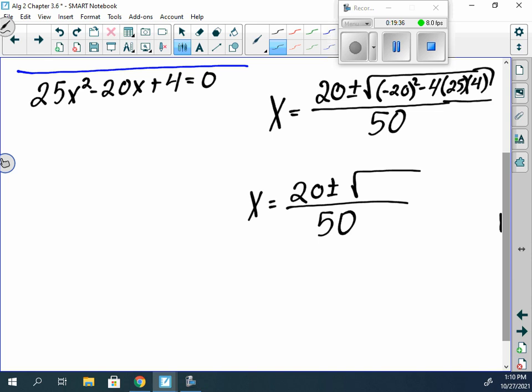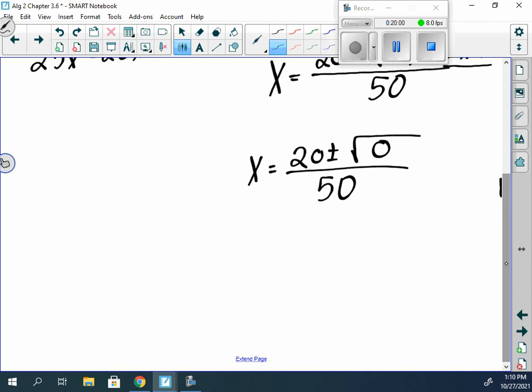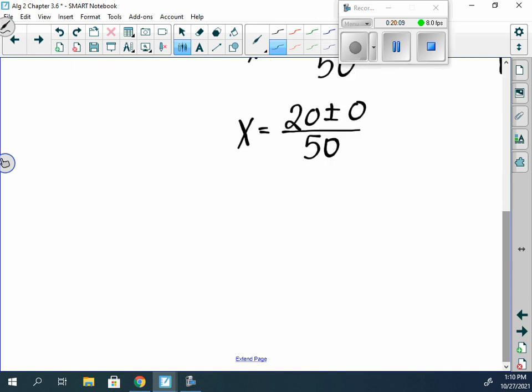So we can type in the calculator, parentheses, negative 20, close parentheses, squared, minus 4 times 25 times 4. And if we type all that in, we get 0. What is the square root of 0? 0, because 0 times 0 is 0. So we get x is equal to 20 plus or minus 0 divided by 50.